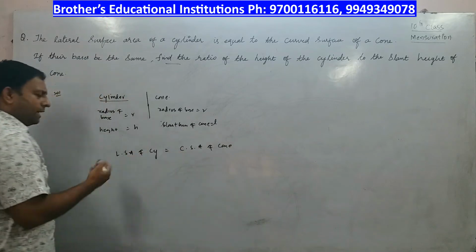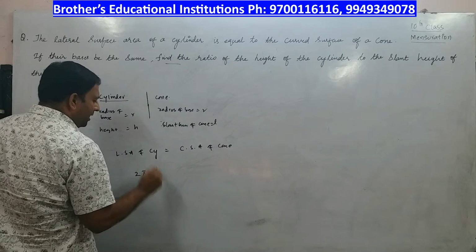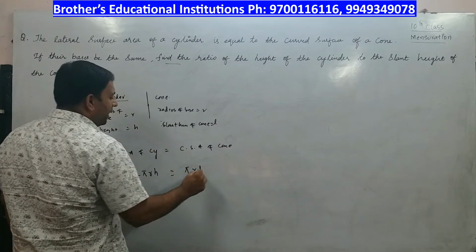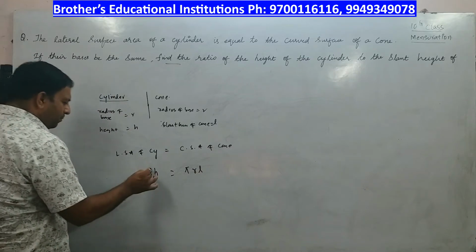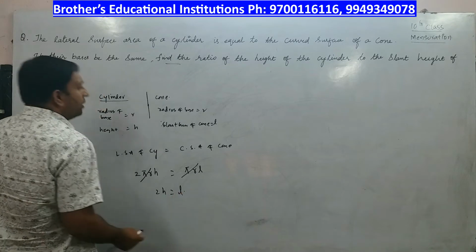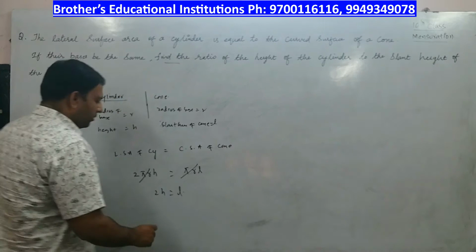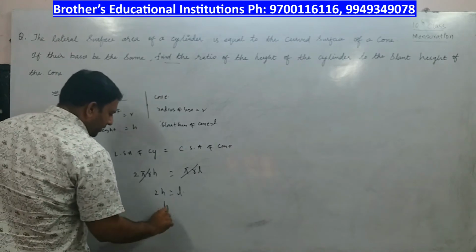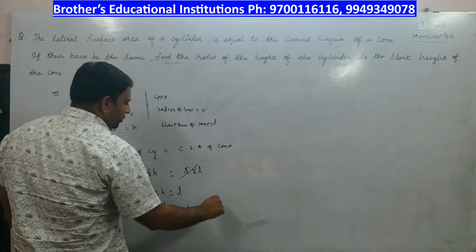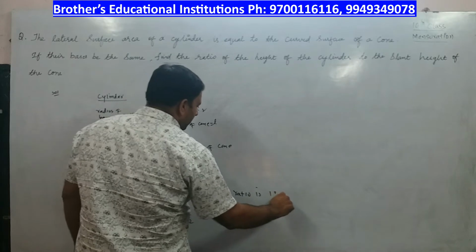Now let me write, what is the lateral surface area of a cylinder? It is 2 pi r h. What is the curved surface area of a cone? Pi r l. Any cancellations possible? Pi r cancels. So 2h is equal to L. Now what is the question asked? Find the ratio of the height of the cylinder to the slant height of the cone. So h by L is equal to 1 by 2. Therefore the ratio is 1:2.